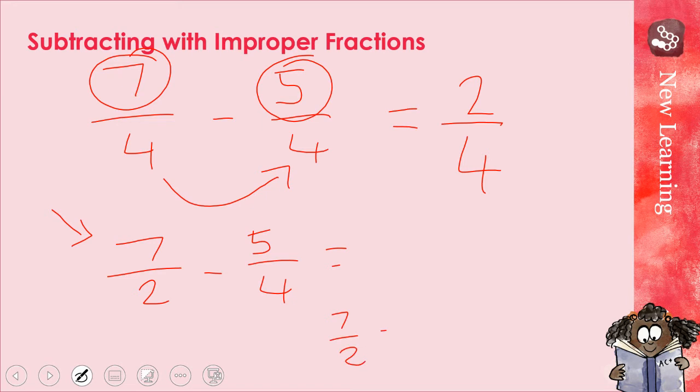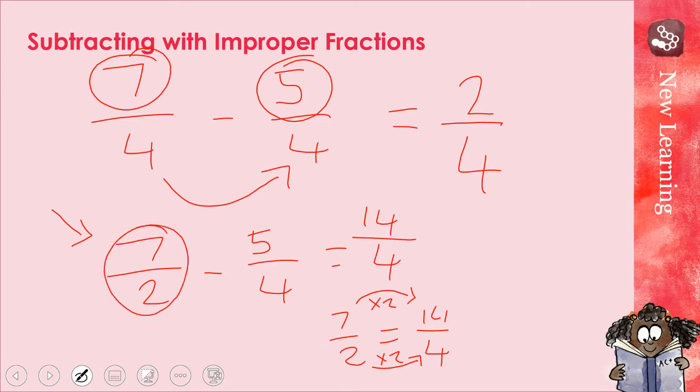So 7 halves I want to express as a number of quarters. From 2 to get to 4, I multiply by 2. So from 7 multiplied by 2, 14. So what I'm doing now is 14 quarters, which was equal to 7 halves, wasn't it? Subtract 5 quarters. Denominators are the same, so they can stay the same in the answer. 14 subtract 5 is 9.